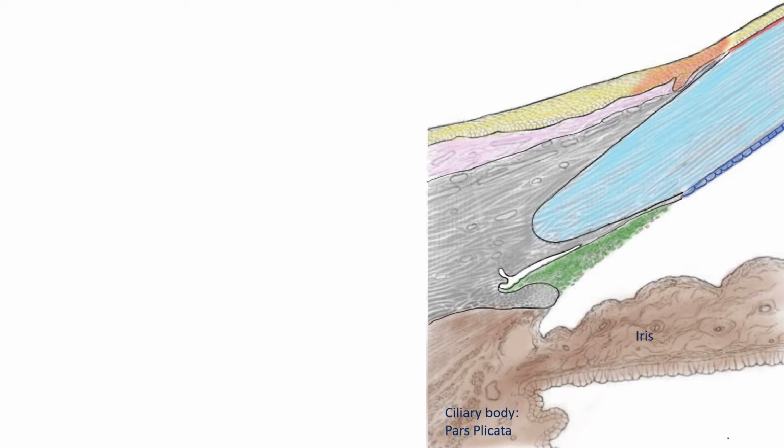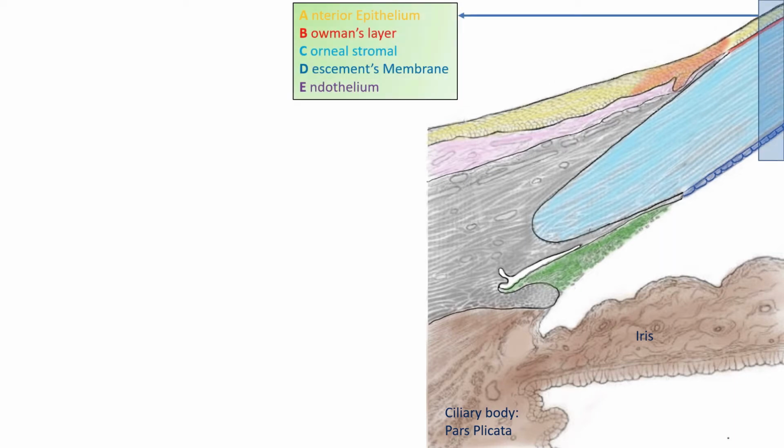On the extreme right side of this diagram is the cornea, and we are all well versed with the 5 layers of the cornea. The mnemonic for that is A, B, C, D, E from anterior to posterior. That is the anterior epithelium, followed by the Bowman's layer, then the corneal stroma, the Descemet's membrane, and the endothelium. In this diagram, the Bowman's layer is shaded as a red line behind the corneal epithelium.